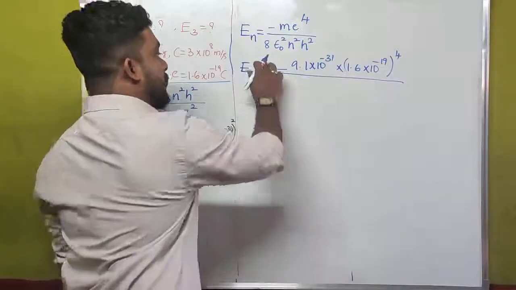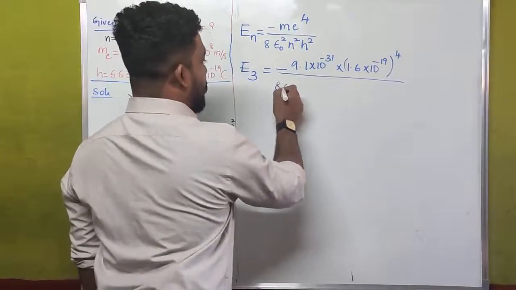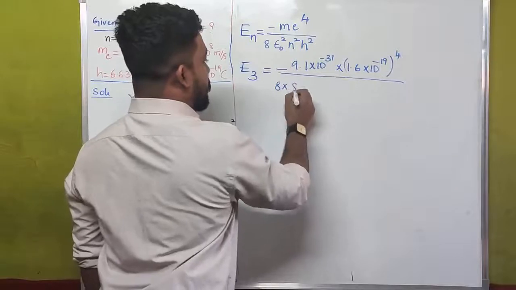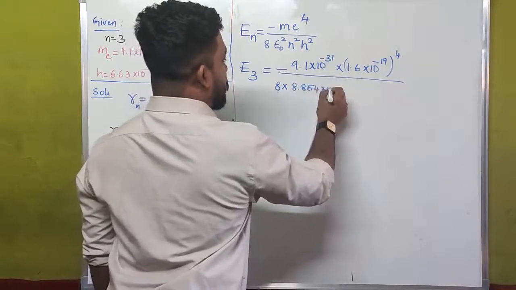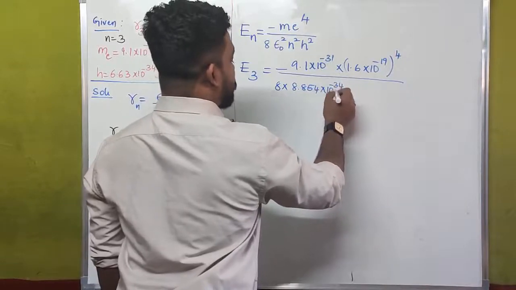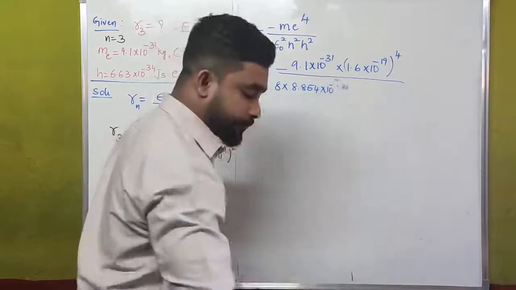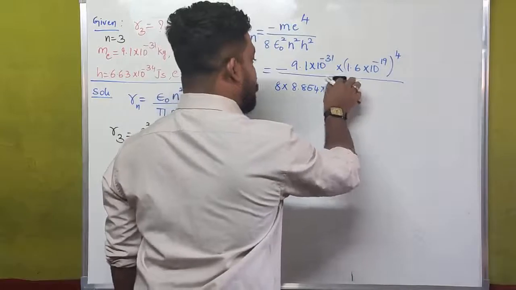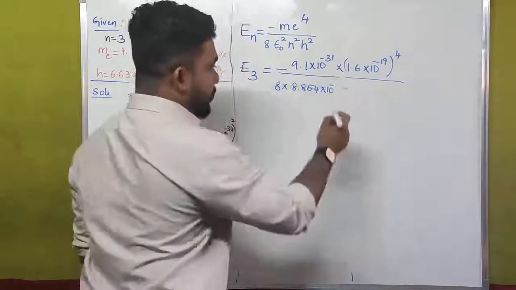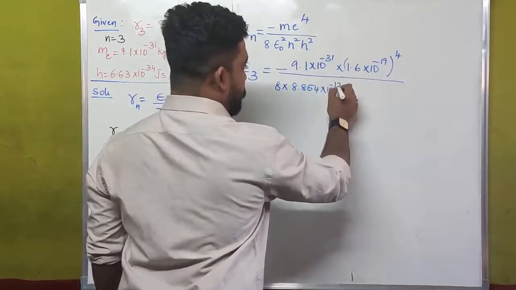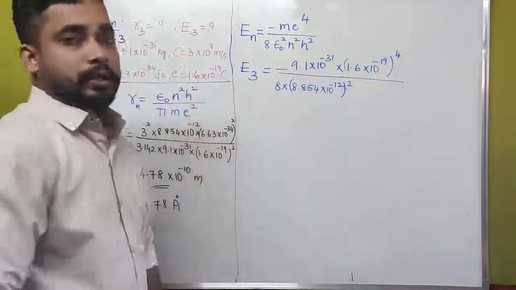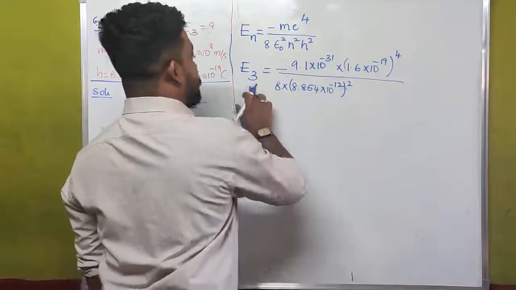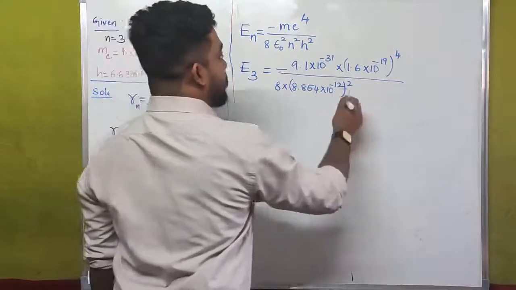Then here we have 8, which we can write as it is. Epsilon naught is 8.854 into 10 to the power of minus 12, whole square, because here we have epsilon naught square and n square. N is 3 here, so 3 square.